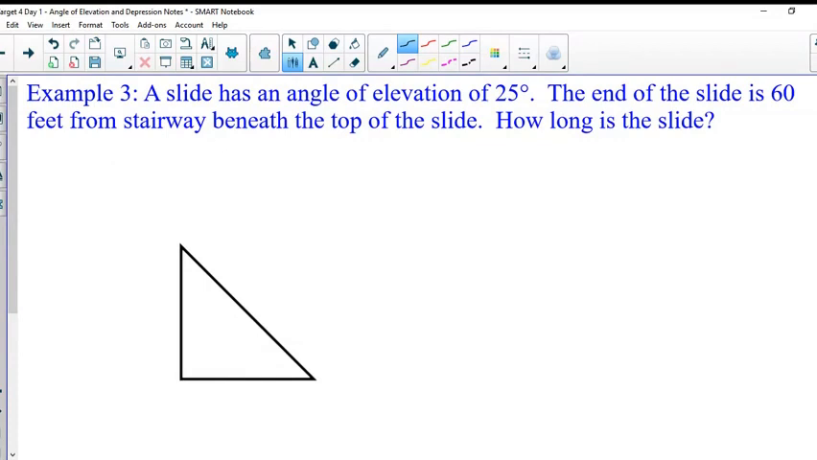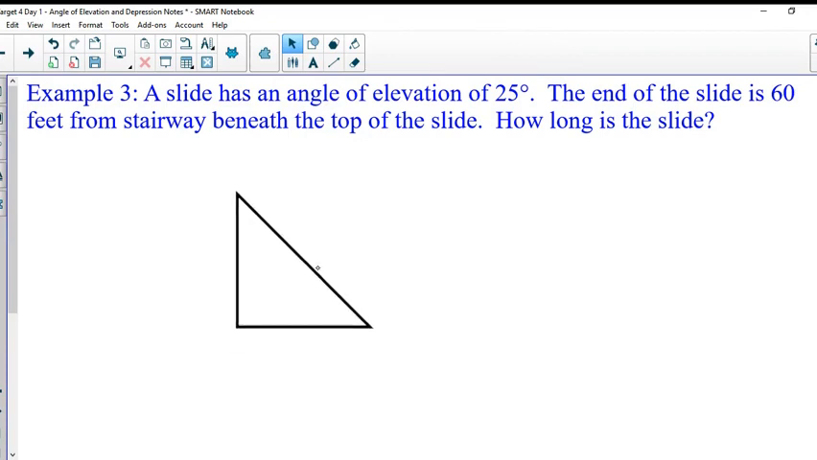Example number 3, a slide has an angle of elevation of 25 degrees. The end of the slide is 60 feet from a stairway beneath the top of the slide. How long is the slide? Okay, so we have a slide, we have a stairway. We know that the end of the slide, so if you think about in real world, a slide is typically going to be on an angle, so that's going to take place of our hypotenuse here.